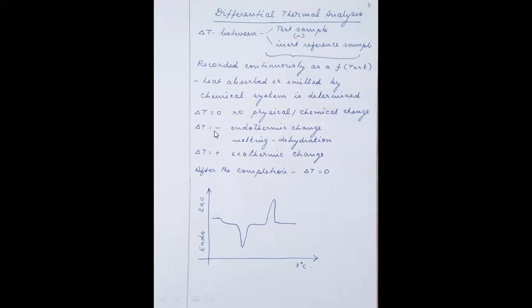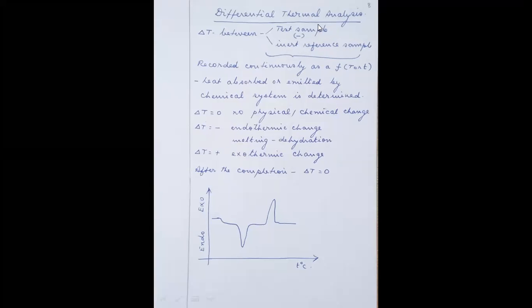If the sign of the temperature difference is negative, then it indicates that an endothermic change is taking place inside the test sample, such as melting or dehydration. That is the temperature difference with a negative sign. I have already told you the order of subtraction: the temperature of the test sample minus the temperature of the reference sample.